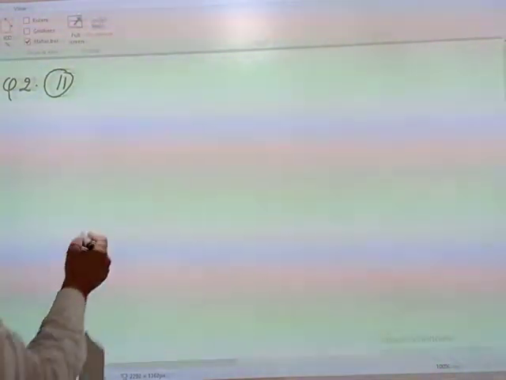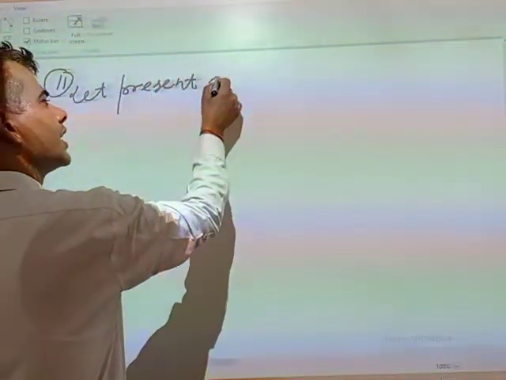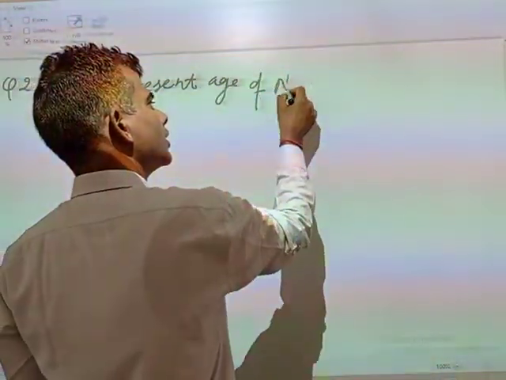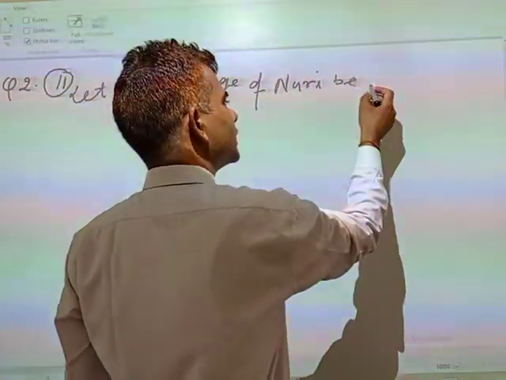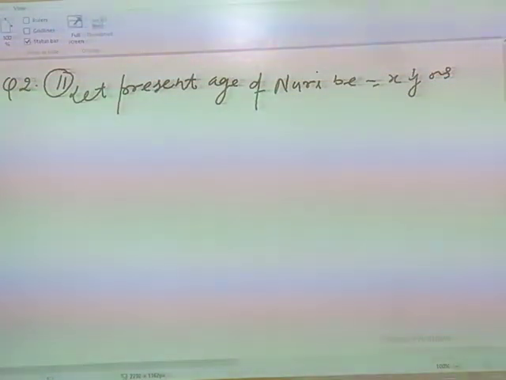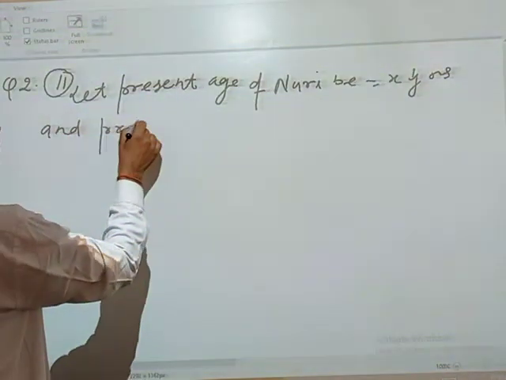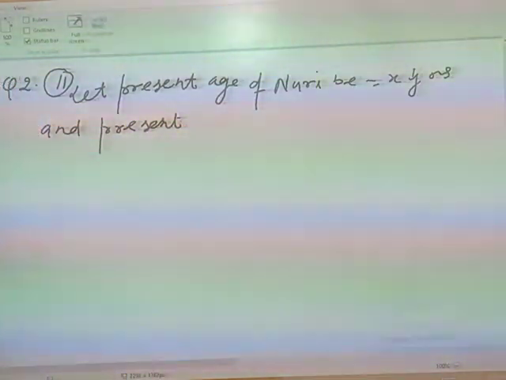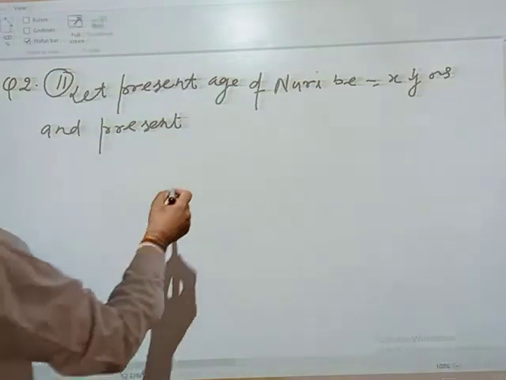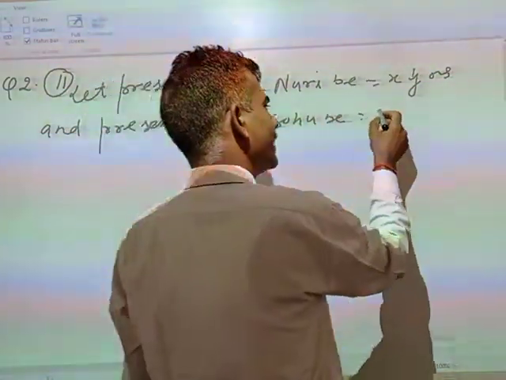Students, let present age of Nuri be x years. Student, any doubt? No, sir. And present age of Sonu be y years.